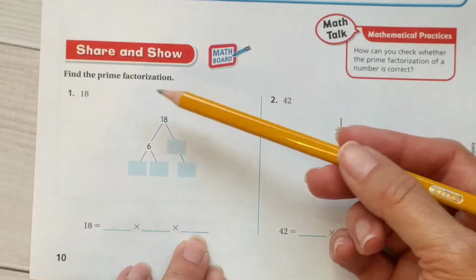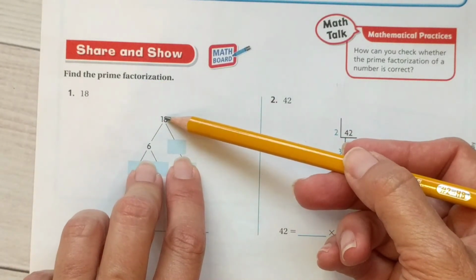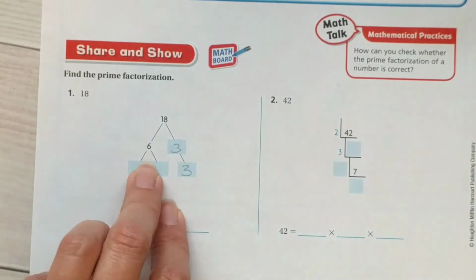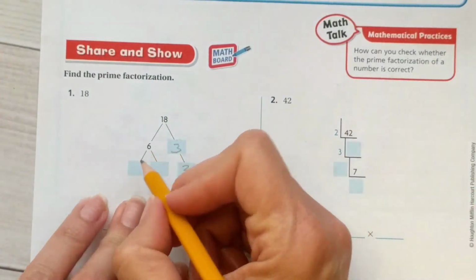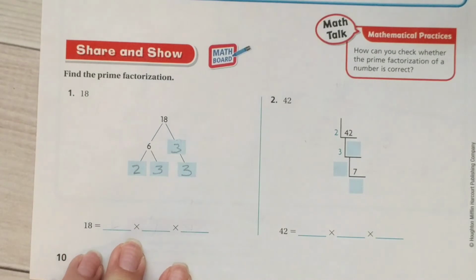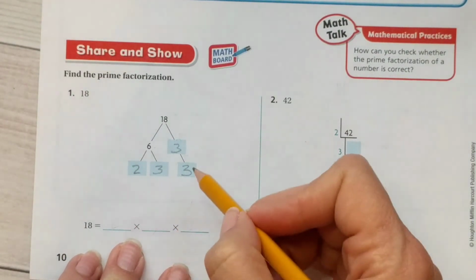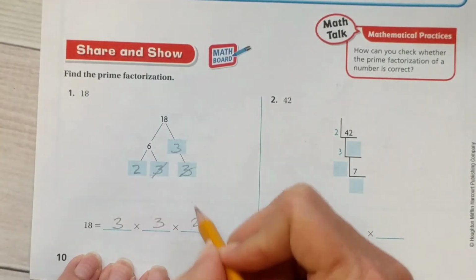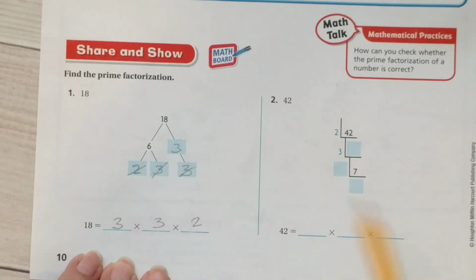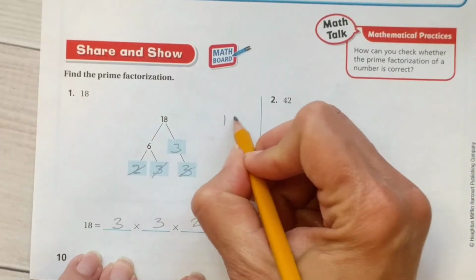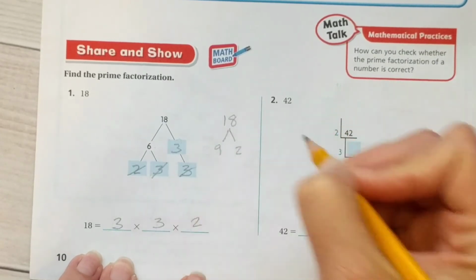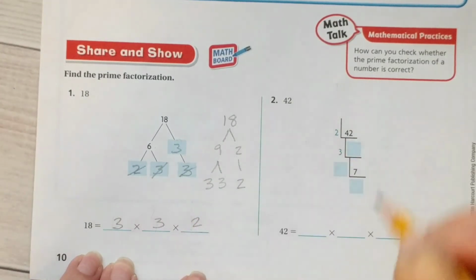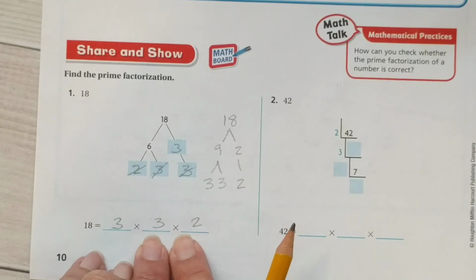Okay, starting with 18. Well, 18 can be broken down to 6 and 3. 3 is a prime number, so it just goes all the way down. 6 can be broken down to 2 and 3. Great, so now we're going to write out our prime factorization, starting with the biggest number first and work our way down to the smallest prime number. And there you have the prime factorization of 18. What if I had done this? Is that okay? Absolutely. Here I have 3 and 3 and 2, and guess what? I still have the same numbers.